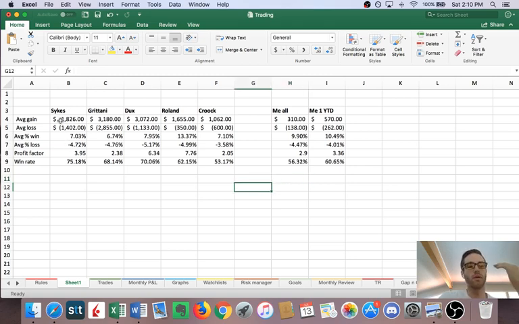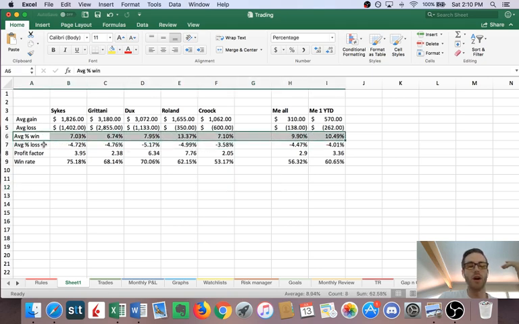And again, along with the average gain over average loss, all the average win percentages are higher, around 7, and the average loss around 4. So again, you see that discrepancy, you see that spread, and you see that difference. Next would be profit factor.